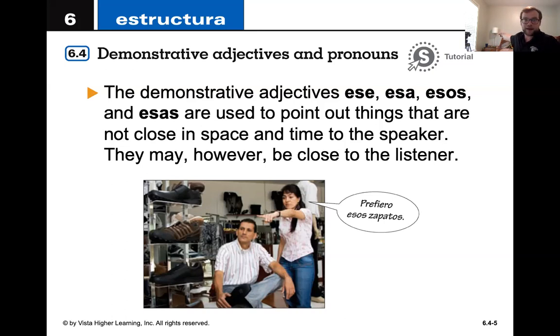Esa lámpara, that lámpara, right? We would say that's that lamp, not this lamp, okay? Because it's not close to us. So just remember that when we're using ese, esa, esos, and esas, these are things that are not close to the speaker, but they may be close to the listener.